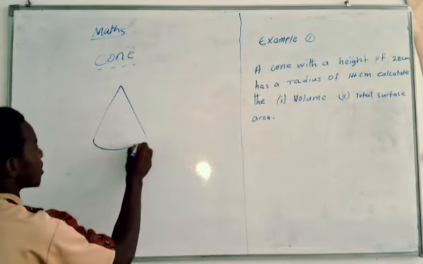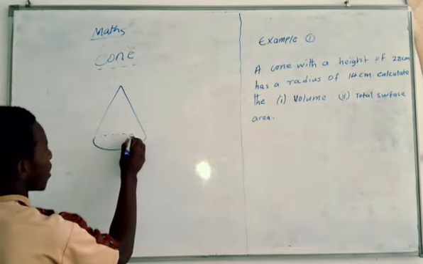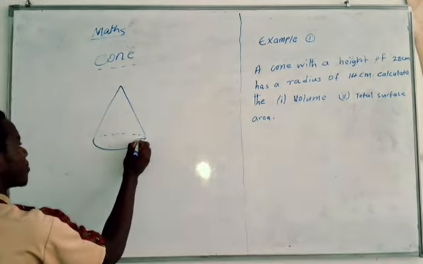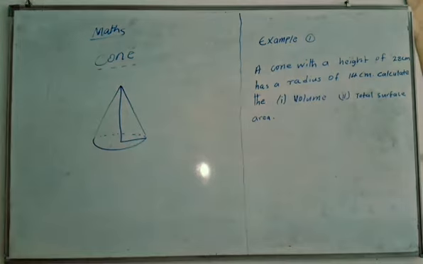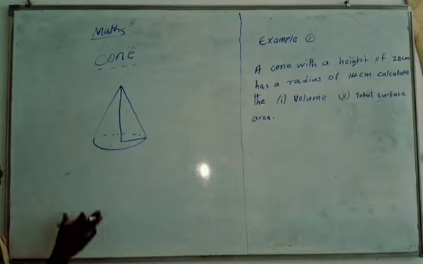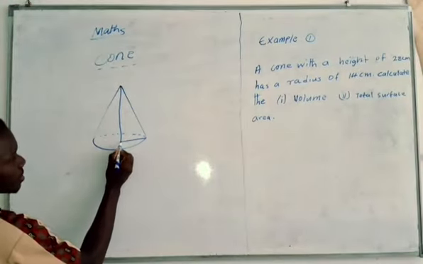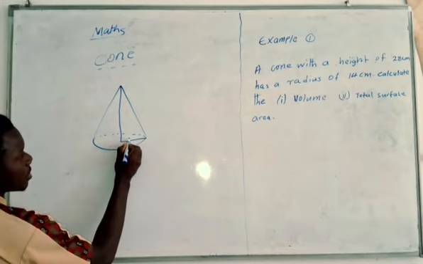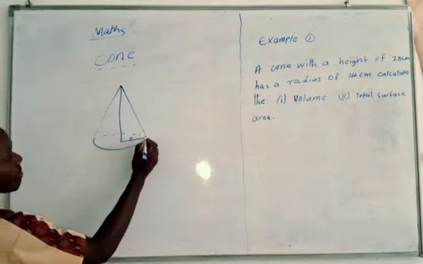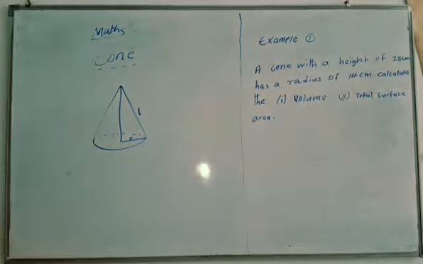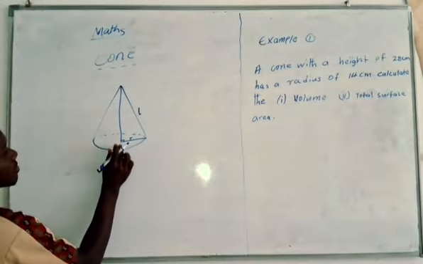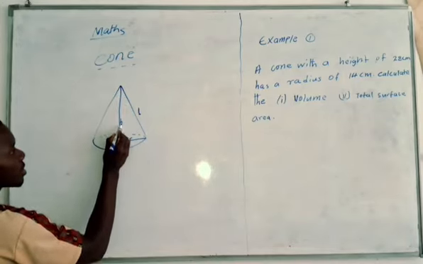So let me give a sketch. Alright, this is a cone. They mostly use this cone, even police officers, as a traffic cone. We call it a traffic cone. If you look at this cone, we have a radius here, from this point to this point. We also have a slant height, from here to here. We call it L. And then we have a perpendicular height, from this point all the way to this point. We call it H.